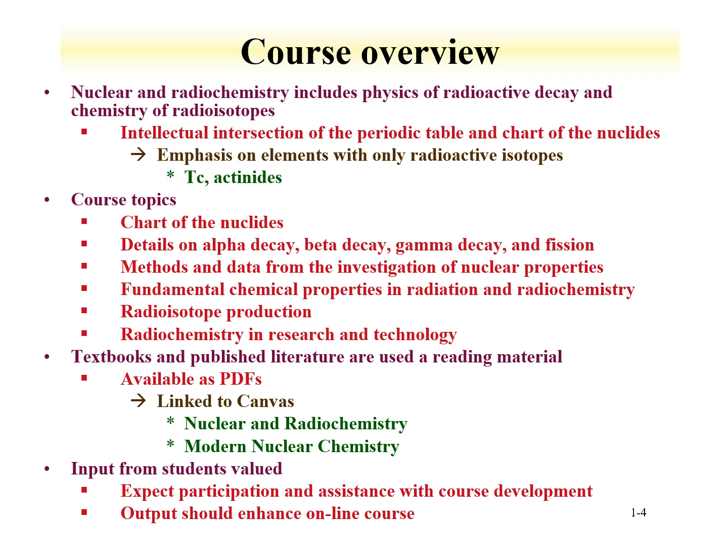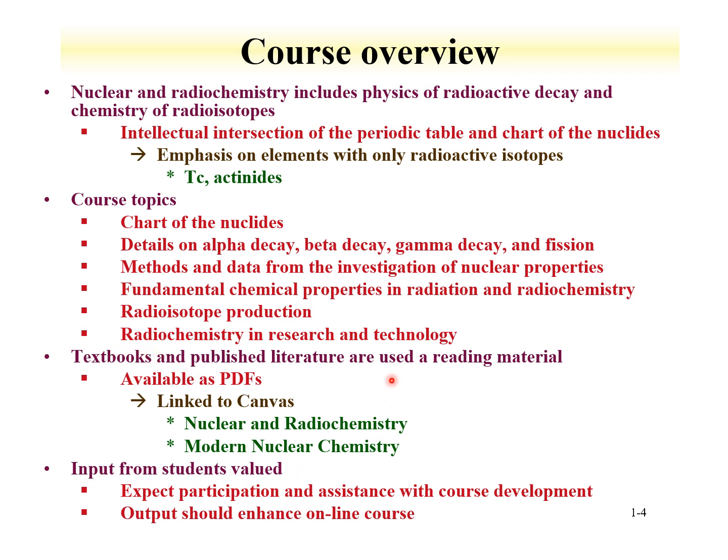The course topics include the chart of the nuclides, details on alpha decay, beta decay, gamma decay, and fission. You should understand what the differences are in those by the end of the course. Methods and data that are obtained from investigating nuclear properties. We'll have discussions on the fundamental chemical properties that are involved in radiochemistry, and particularly how they intersect with the elements that are only available in radioactive isotopes, such as technetium and particularly the actinides. We'll discuss how isotopes are produced, and we'll talk about how radiochemistry is used in research and technology.